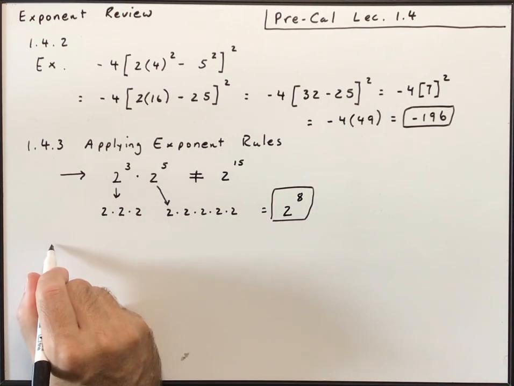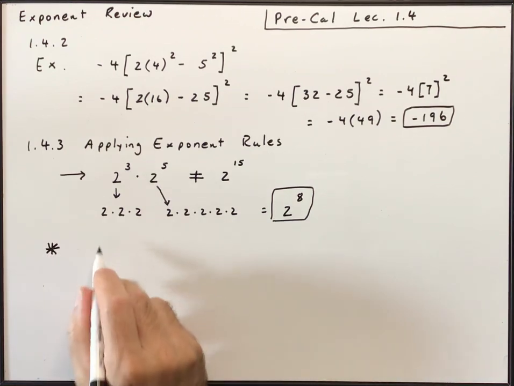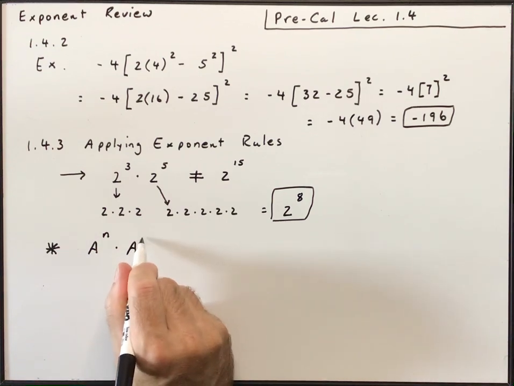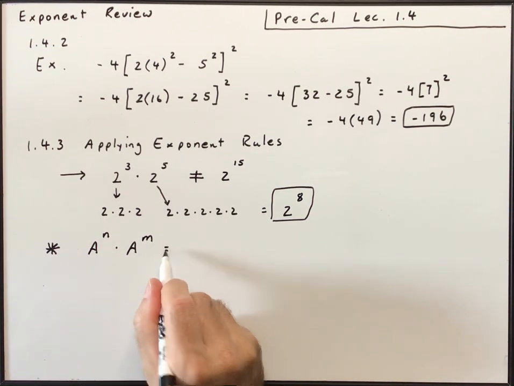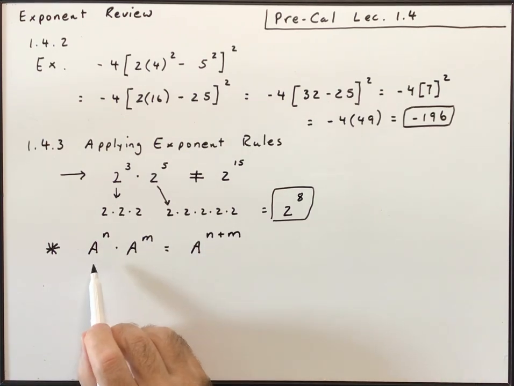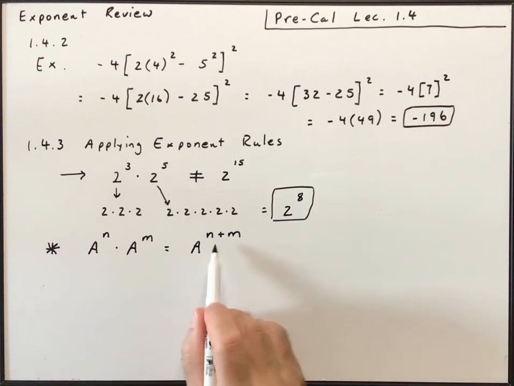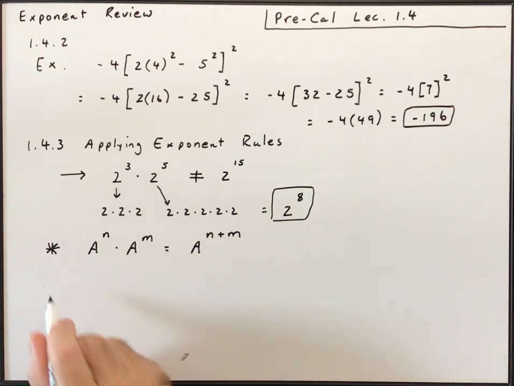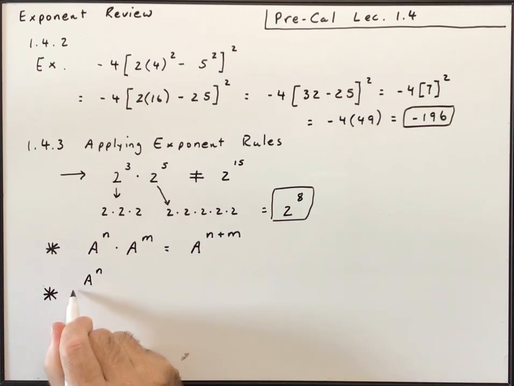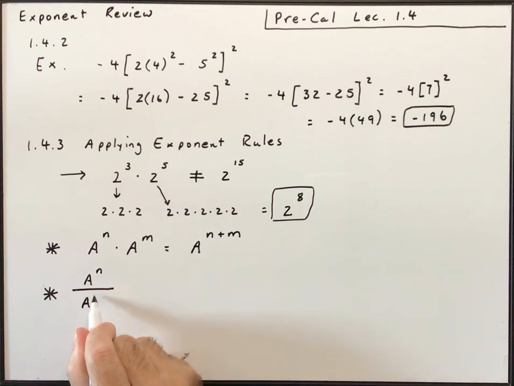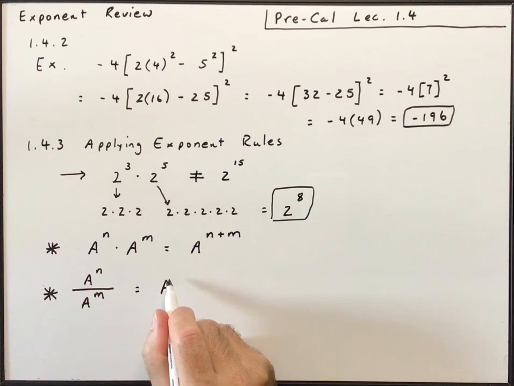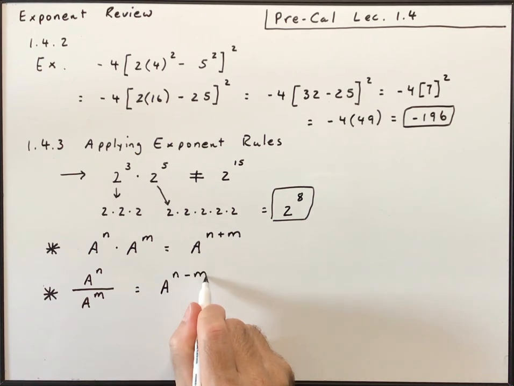So our rule that you need to memorize would be a to the n times a to the m is equal to a to the n plus m. So if it's the same base raised to a power, when you multiply, you would add the exponents. Let's say we have division, a to the n divided by a to the m. So that's equal to a to the n minus m.